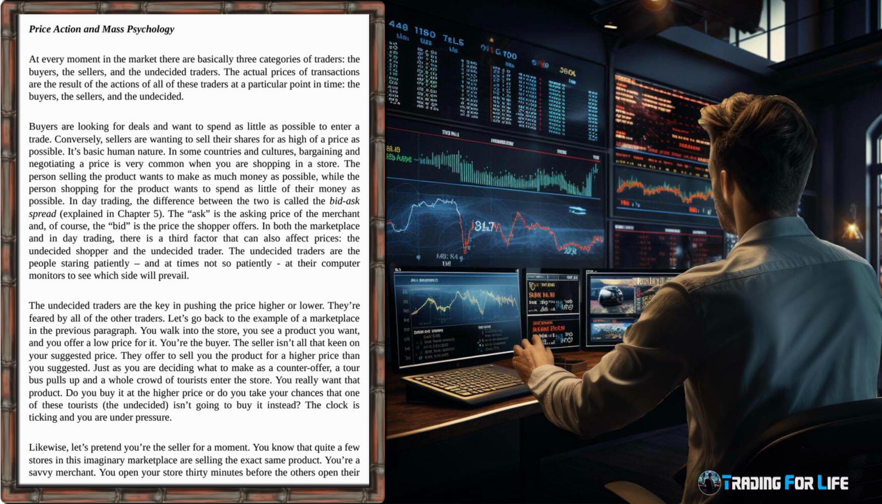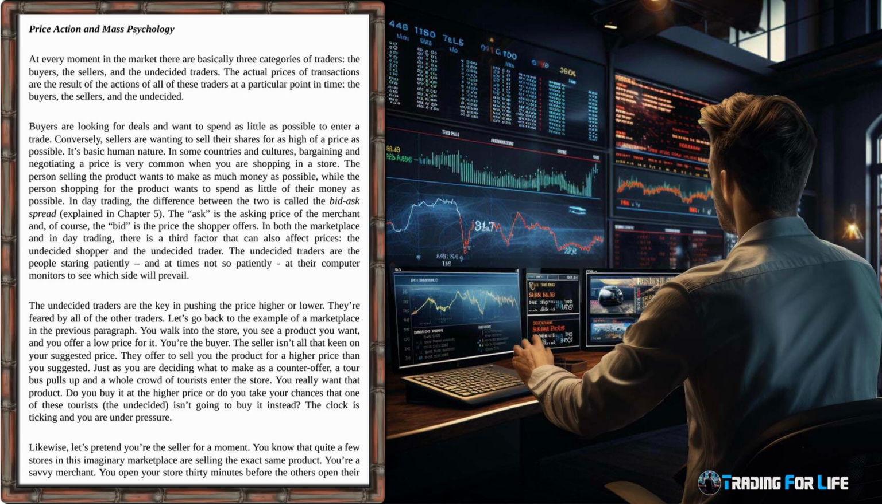In both the marketplace and in day trading, there is a third factor that can also affect prices: the undecided shopper and the undecided trader. The undecided traders are the people staring patiently, and at times not so patiently, at their computer monitors to see which side will prevail. The undecided traders are the key in pushing the price higher or lower. They're feared by all of the other traders.